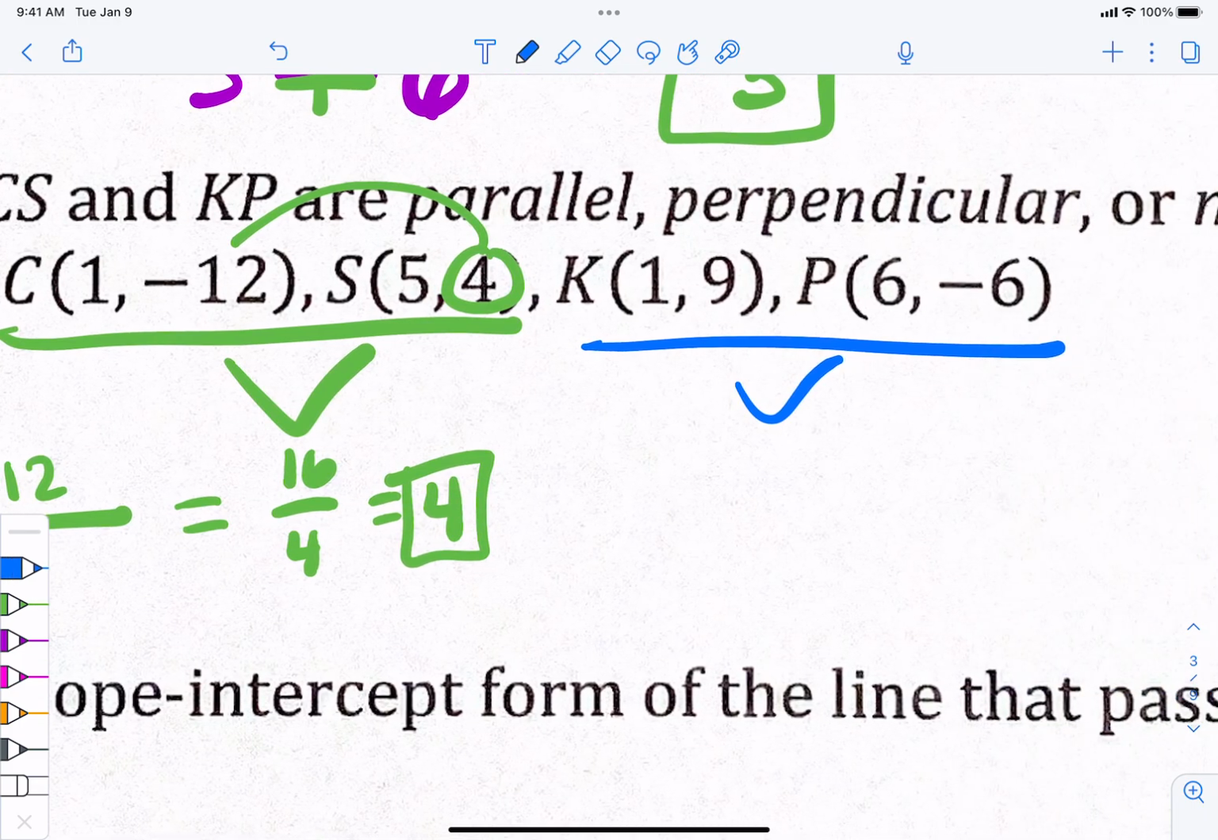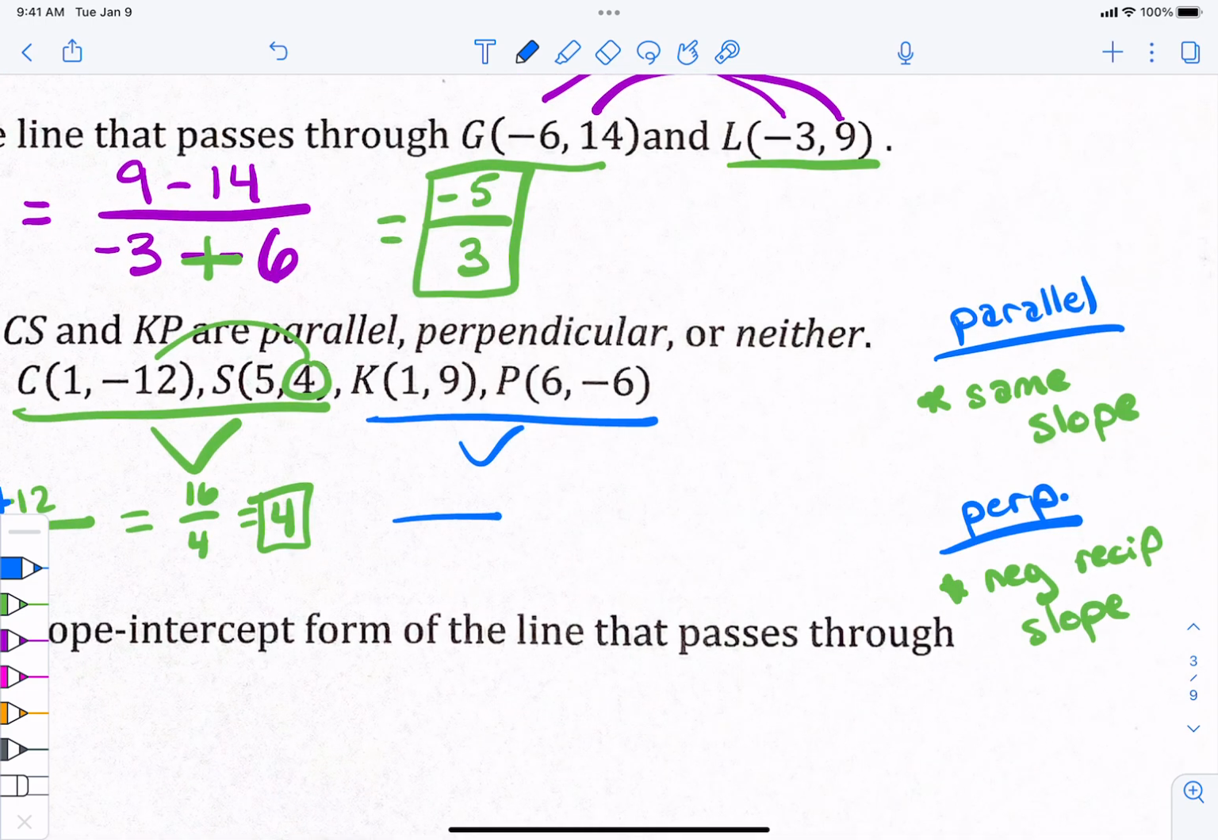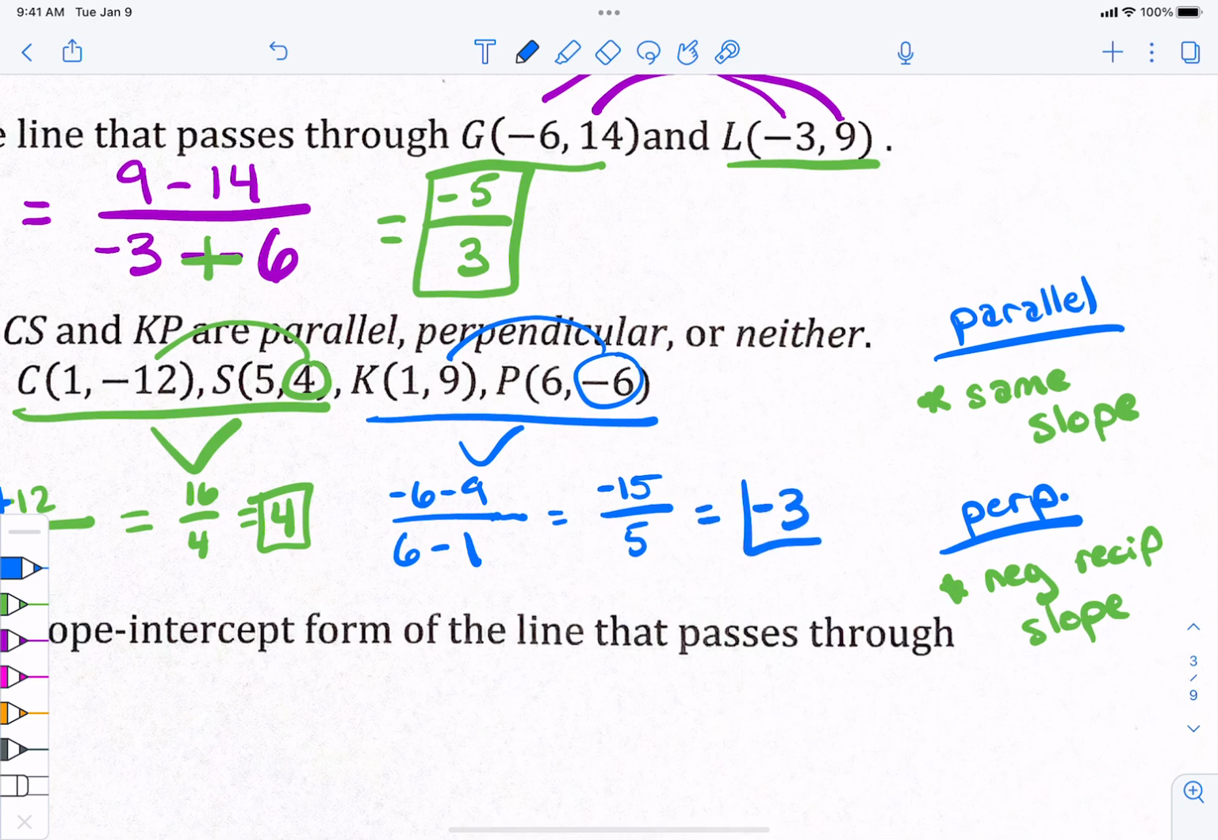My guess is going to be perpendicular. If it's going to be parallel, his slope is also going to be 4. If it's going to be perpendicular, what's the slope going to be? Negative 1/4. That's what we're looking for. We're doing negative 6 minus 9 over negative 6 minus 1. This is negative 15 over 5, which is negative 3.